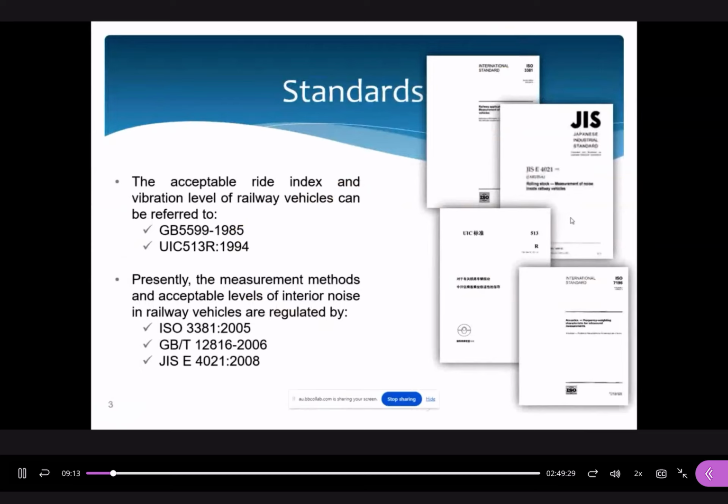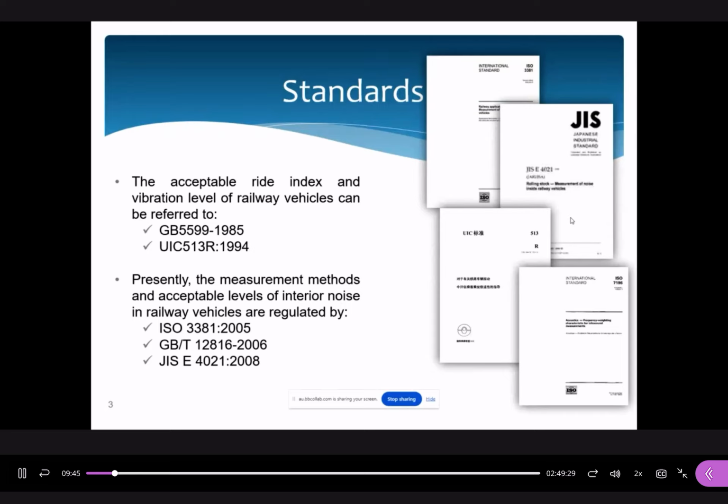There are different standards to assess the noise effects, such as the GB standard, which is our national standard, and the UIC standard. UIC refers to the International Union of Railways. When you compare them, we may consider the drive index and vibration level, because these two parameters may affect the noise effects. More rigorous vibration levels may generate louder noise effects.